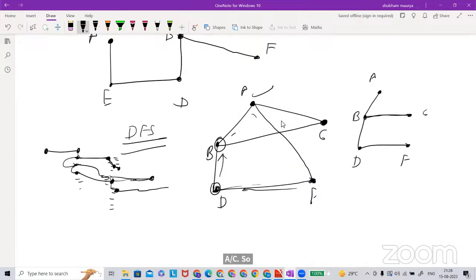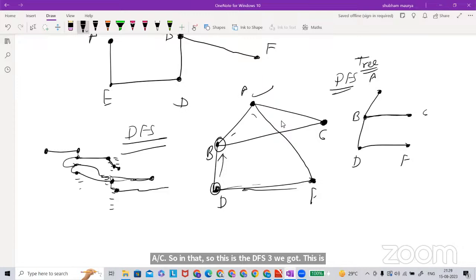So this is a DFS tree we got. This is the DFS tree we got here. Once we start the algorithm on this graph, we got this DFS tree. But why should we connect AC and AF?